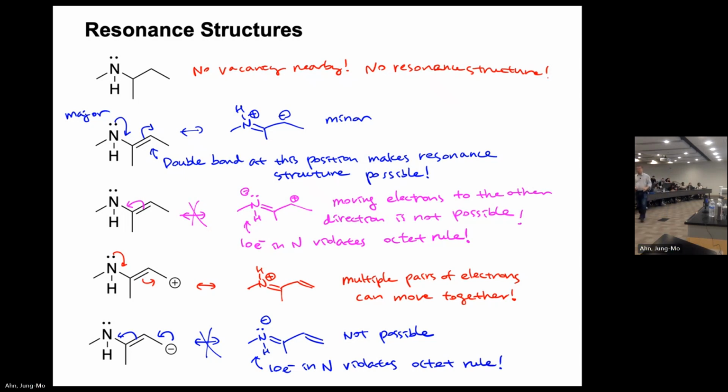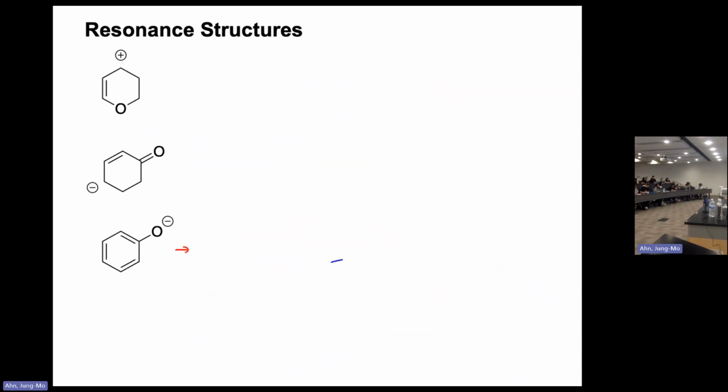Right? These two examples, look at that. How similar are those two? That can make resonance structures. That cannot. I hope that I give you enough examples here, but let's just quickly get something done.